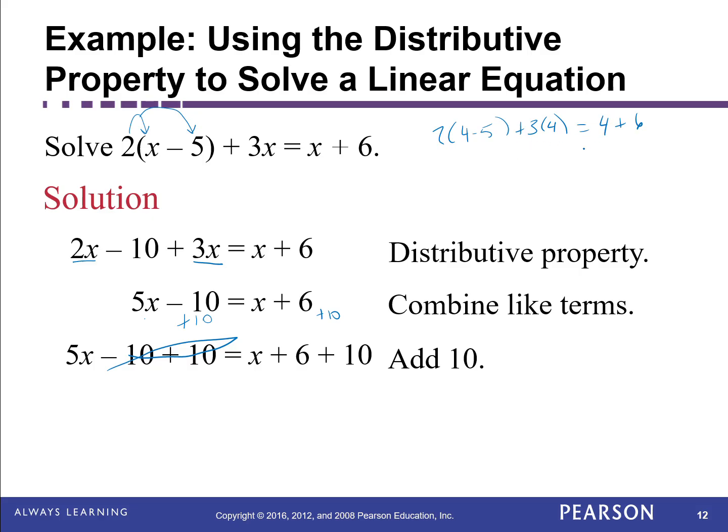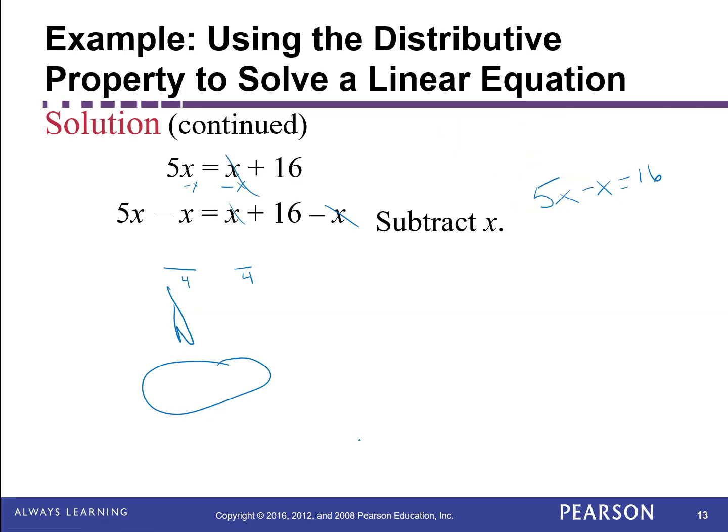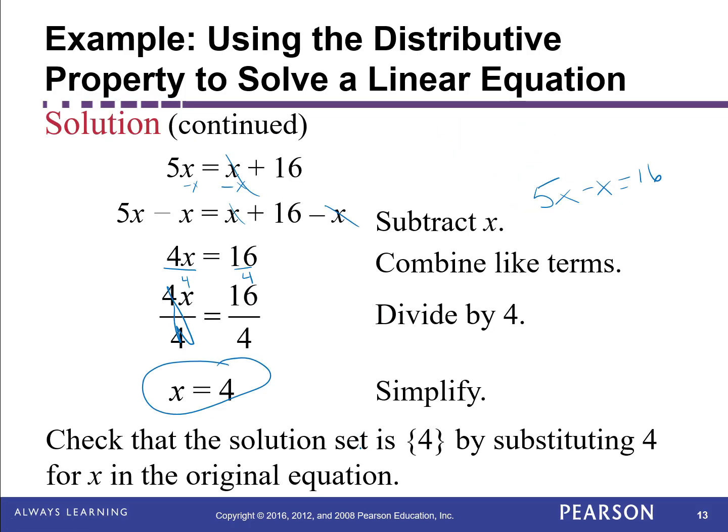Now if I simplify this side, it's going to be 2 times negative 1 plus 3 times 4 is 12. 4 plus 6 is 10. 2 times negative 1 is negative 2, plus 12 is 10. 10 equals 10. That's a true statement. So clearly 4 was the correct solution.